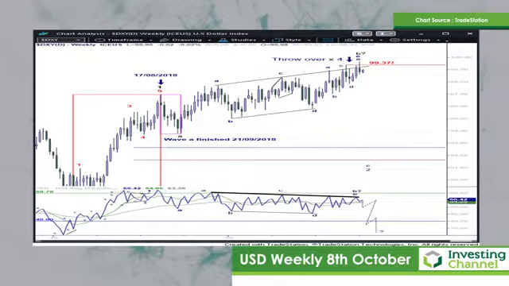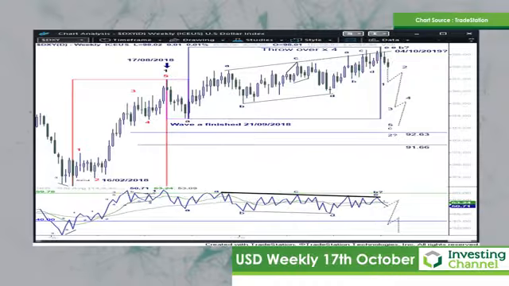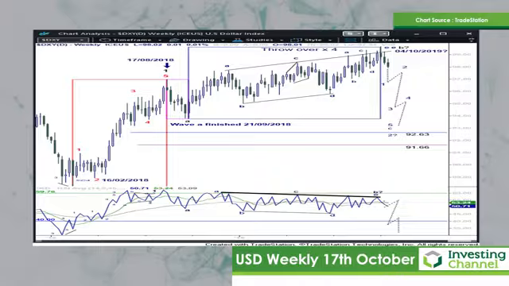If we look at our third chart, this is a weekly chart of the US dollar, which has been captured today, which is the 17th. If we look at the red box on the left, that is the advance, the impulse wave, which lasted from the 16th of February 2018 to the 17th of August 2018. The small pink box in the middle is the A wave, the first part of the correction for that red box, which is from the 17th of August to the 21st of September, again 2018.